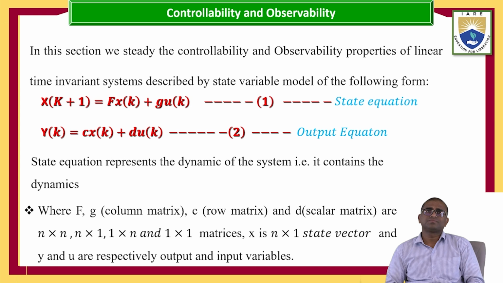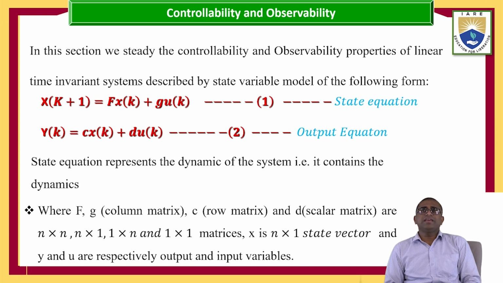conditions. Generally, the state space representation is given for the conclusion of the controllability and observability properties for any linear time variant systems. That is, the state variable model has x of k plus 1 equal to F of x of k plus G into u of k. This is called the state space equation, and the output equation is y of k equal to C into x of k plus D into u of k.